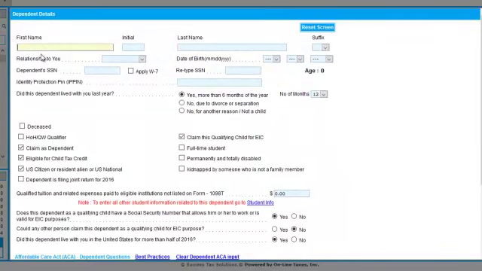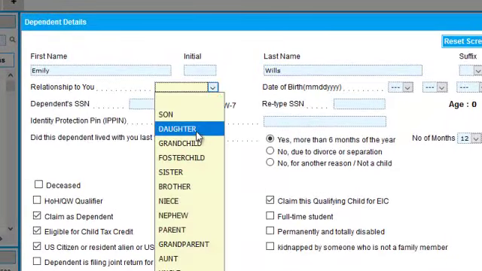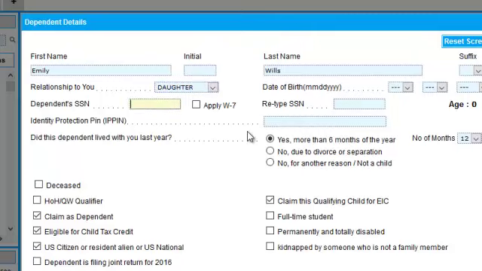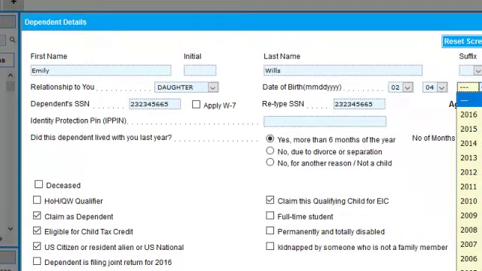It was a daughter, and this young lady's name is Emily. No middle initial. Wheels. Relationship is a daughter. The Social Security number has to be put in. And repeat that. And birth date. Now, if I had forgotten his birth date, it would remind me.